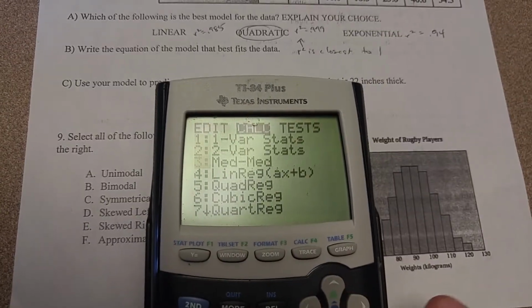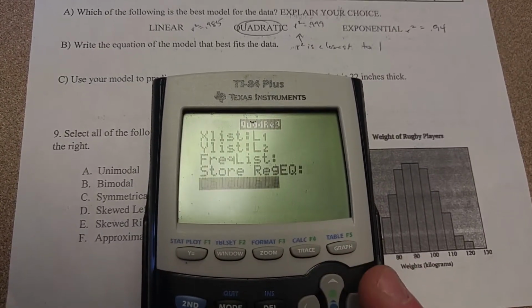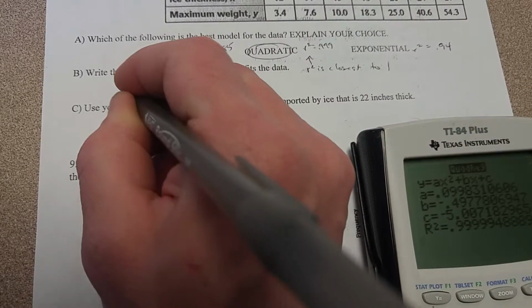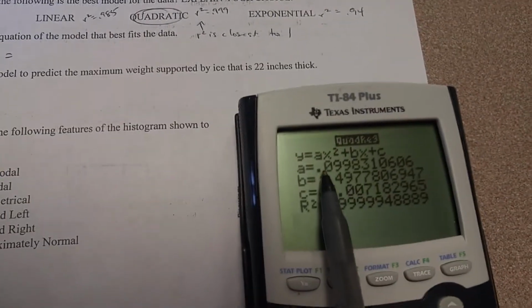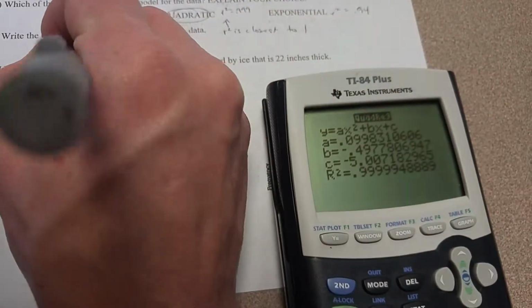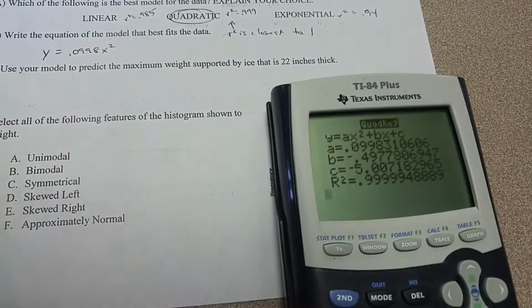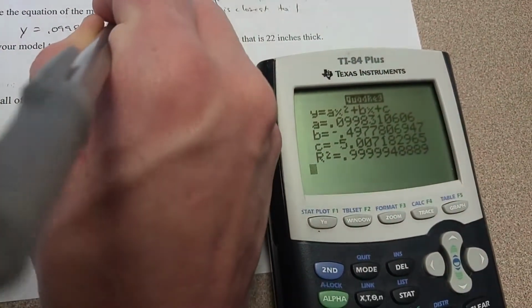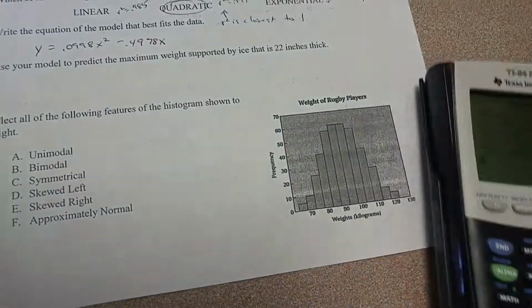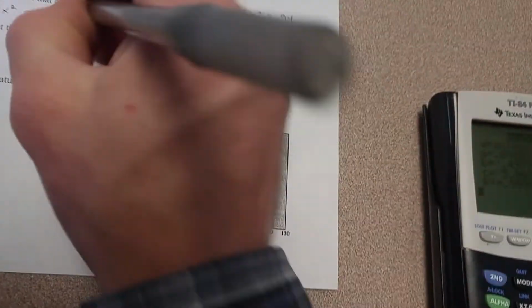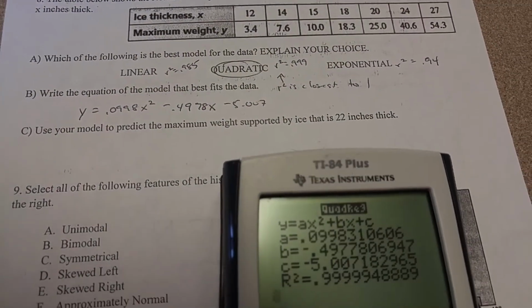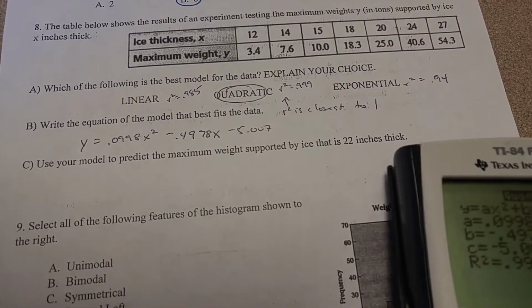So I'm going to go back into Stat. I need to recalculate that quadratic one so I can write down the equation. Now I don't need to include all these numbers, I'm just going to round it a little bit. So the equation is going to be y equals, it's going to be that first number, 0.0998 x squared, and then it's minus 0.4978 x, and then it's minus 5.007. That's the equation.